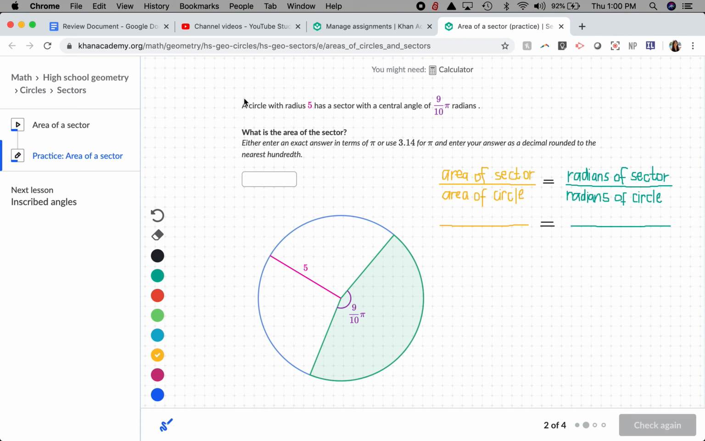First, it says a circle with radius 5 has a sector with a central angle of 9/10 pi radians. What is the area of the sector?